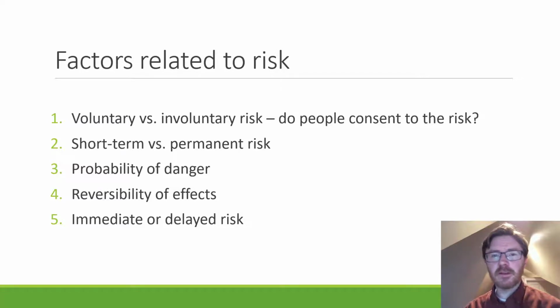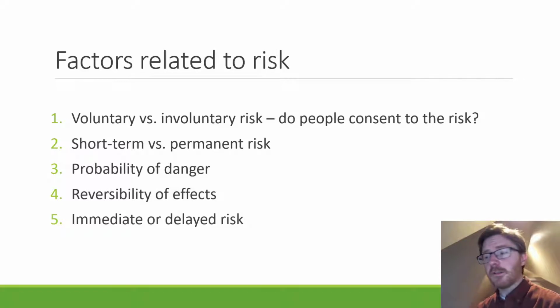Probability of danger is another factor, right? Perhaps the probability of a bad thing happening is very low. In that case, the risk becomes relatively more acceptable compared to the probability of the bad thing happening being very high. Reversibility of effects: if this thing happens, can we undo it? Can we fix the problem? Can we fix the damage? Or is this a form of damage that once it happens cannot be undone?